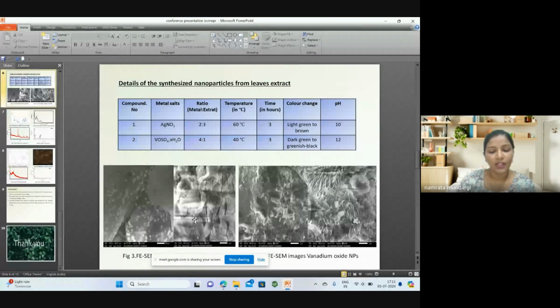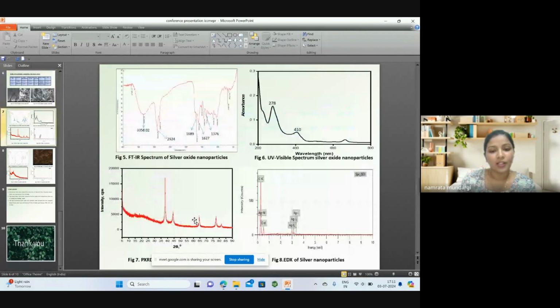Usually, the SEM morphologies vary for different nanoparticles. Some are angular, spherical, and so on. This is the FTIR spectrum of the silver oxide nanoparticles, in which 3,358.02 per centimeter confirms the phenolic OH, and 2924, 1627 and 1376 per centimeter represent the silver oxide nanoparticles, and 1689 represents the carbonyl stretching frequency.